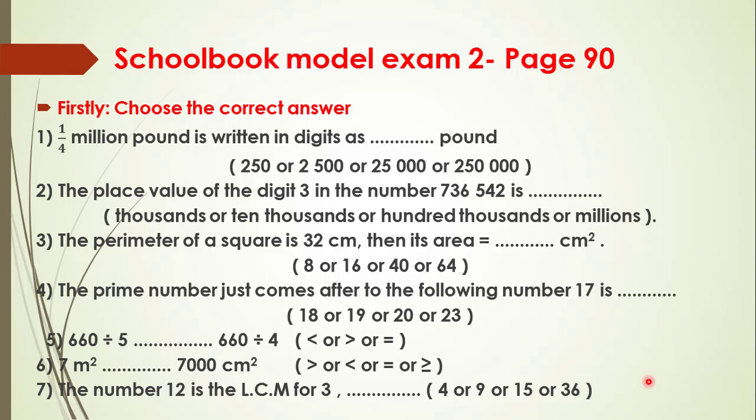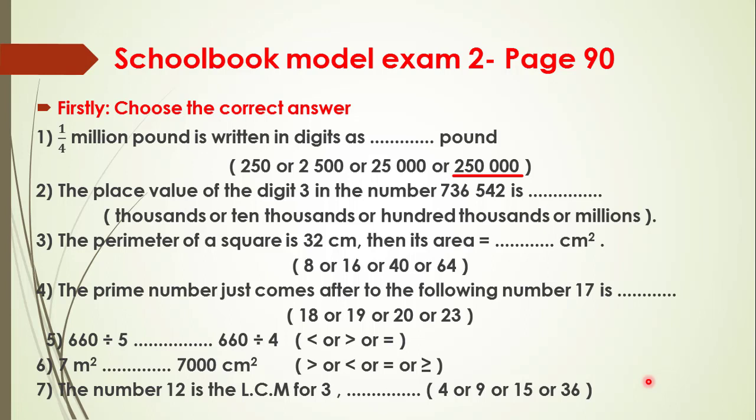Choose the correct answer. Number 1, quarter million is written in digits as we said before, the quarter of the million is 250,000. The half of the million is 500,000 and the 3/4 of the million is 750,000. Okay, so here I'll choose 250,000.